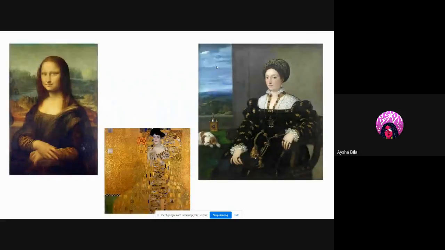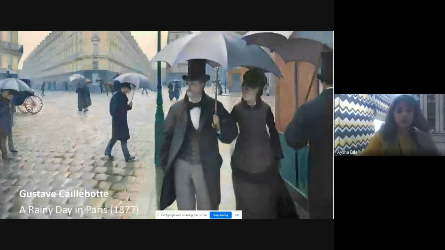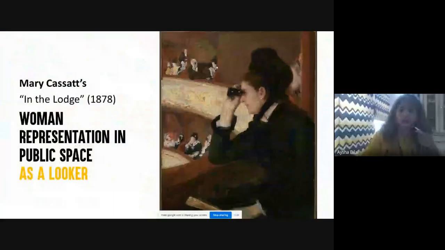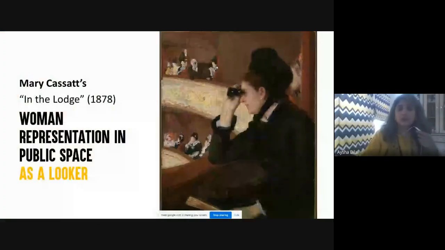These are the examples of very famous popular artworks, and even masterpieces. But we can see the postures, the placements, the spaces women have been placed in and how they have been placed in such spaces. Until Gustave Caillebotte and Mary Cassatt's works, when they started showing females in public spaces as well, accompanying men, especially in this painting of Mary Cassatt's, In the Loge, where she is presenting women as a looker, not a thing to be looked at only, but as a looker as well. So that was an interesting finding for me.